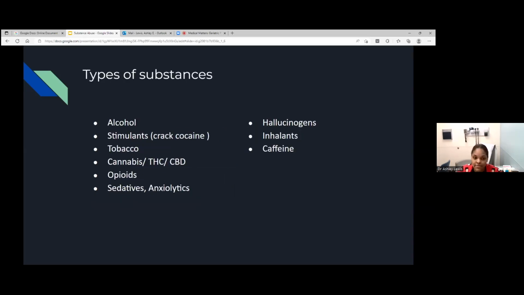The different types of substances that are included in the DSM-5 will be alcohol, stimulant use such as cocaine or different stimulants. Adderall is considered a stimulant as well. Tobacco, cannabis, opioids, sedative anxiolytics, which is our benzos, hallucinogens, inhalants, and caffeine.